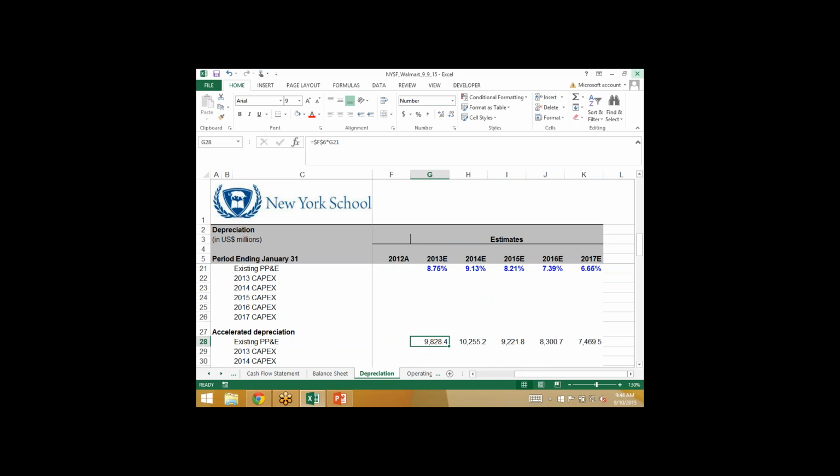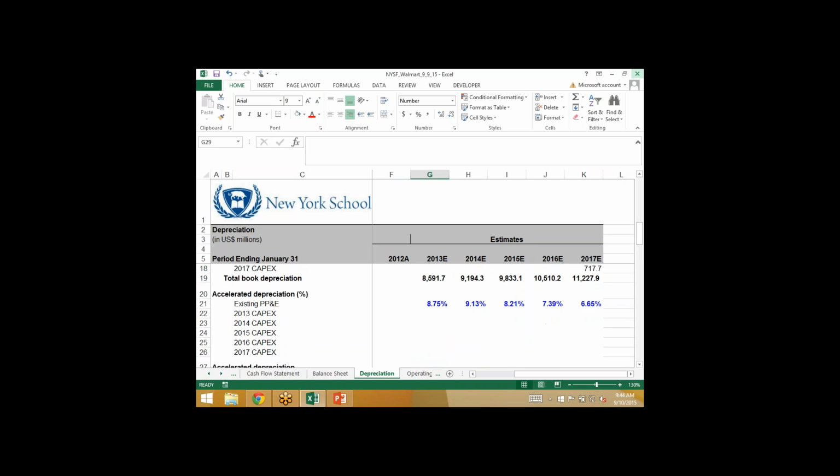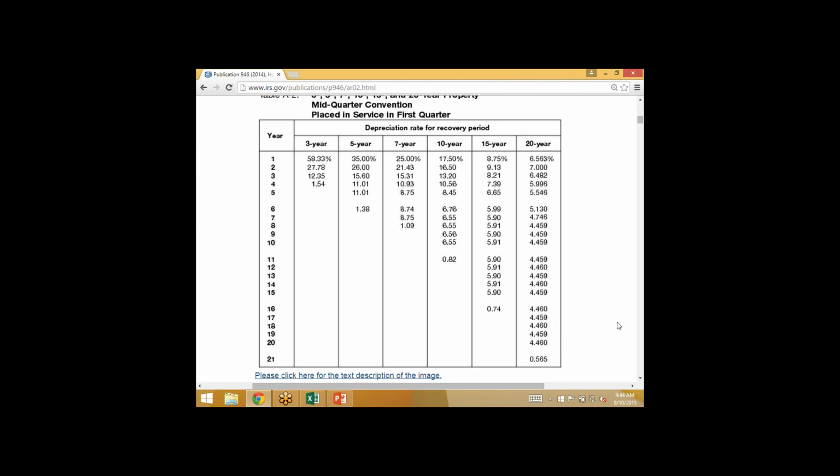Question on that? And we do the same for each Capex. So in 2013, we now need to look at what we use. 25 years for Capex. Let's go to the table. There is no 25. It actually caps at 20 years. So let's use the 20-year percentages.